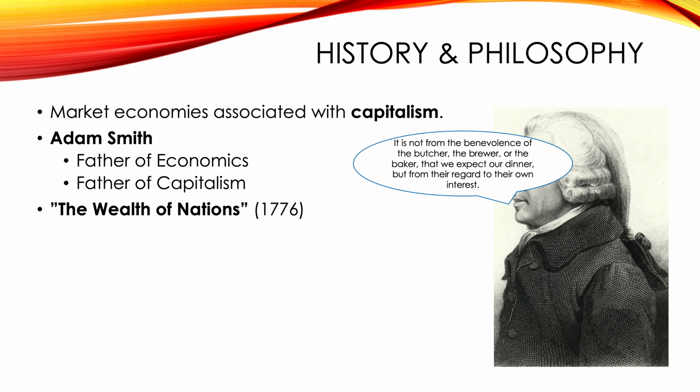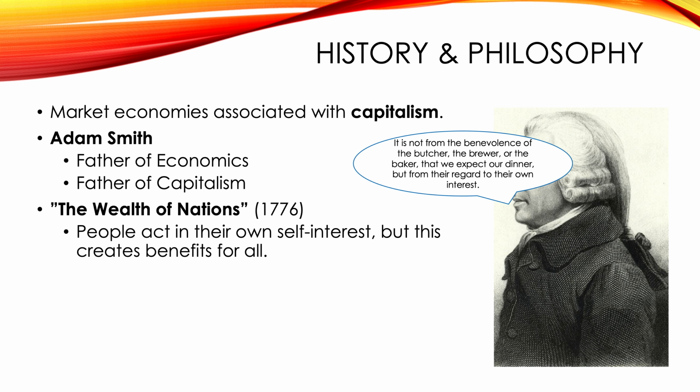So what he's saying here is, the butcher, the person who provides meat, the brewer for beer and whatever, and the baker who makes bread, they don't do it for you. They're not doing it to be nice so that you can eat and survive. They're doing it for themselves because they expect to be paid for it. So it's greed, but it's greed that actually helps everybody. So the first thing is people will act in their own self-interest, but this creates benefits for others as well.